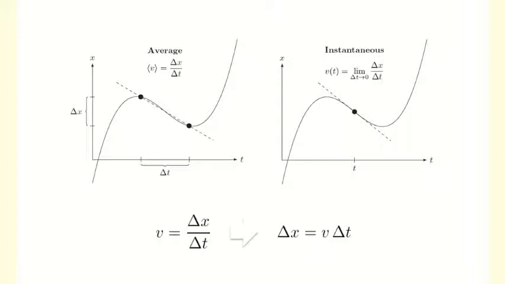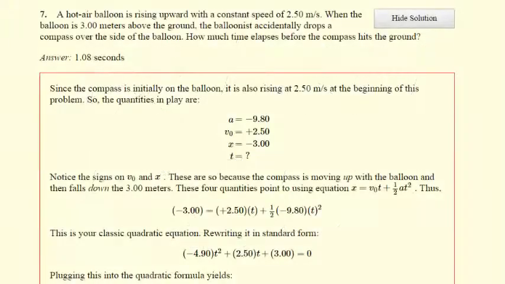Almost. I have to keep reading. So that's the hot air balloon. When the balloon is 4.00 meters above the ground, let's draw that here. We're talking about this gap, which is 3 meters. The balloon accidentally drops the compass over the side. So here's the compass. The question is, how much time elapses before the compass hits the ground?